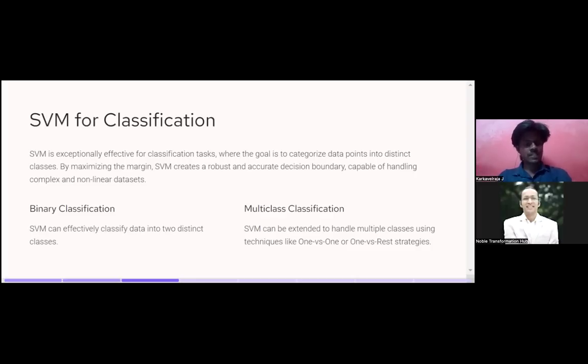Binary classification: SVM can effectively classify data into two distinct classes. Binary, you know, right? Bi means two. So we can use this SVM to classify two different classes.